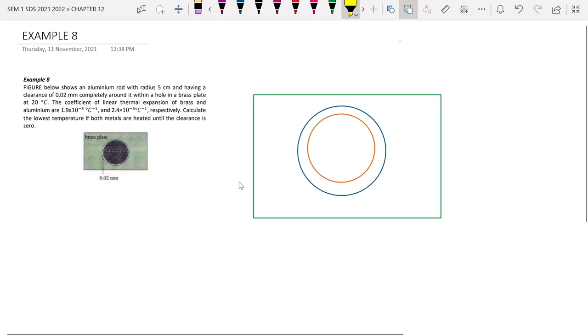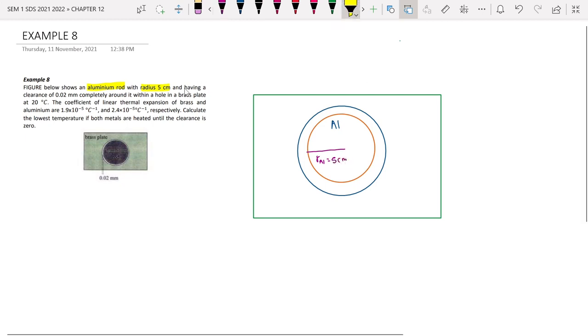Okay, hello everyone. So, I'm going to discuss example 8. The figure below shows an aluminium rod. So, this is the aluminium rod with radius 5 cm. This is the diagram, but I enlarged it here. The orange color here is the aluminium rod. The radius of the aluminium rod is 5 centimeter.